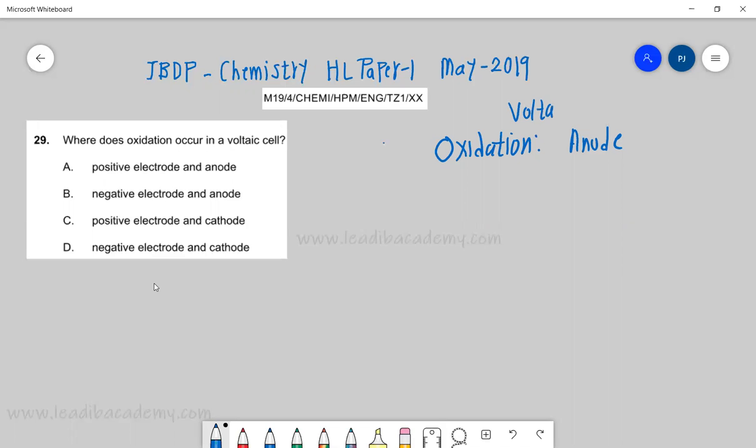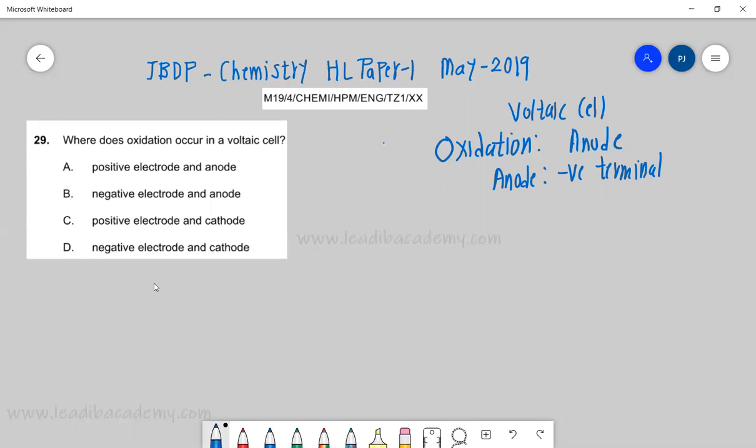So voltaic cell, oxidation, irrespective whether it is a voltaic or electrolytic, it will be always at anode. But in case of voltaic cell, anode is negative. It is a negative terminal. That's all that you need to remember. While in case of electrolytic, the anode terminal will be positive. But please do remember, irrespective, oxidation has to take place at anode. So very, very simple concept.